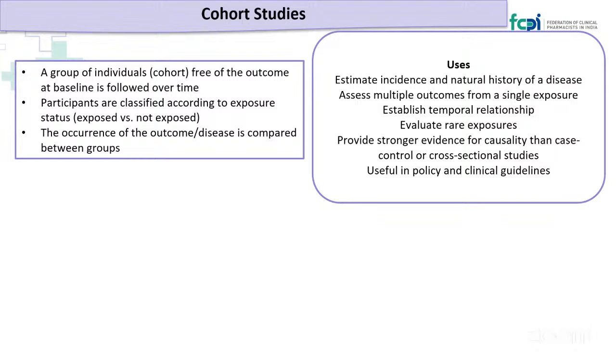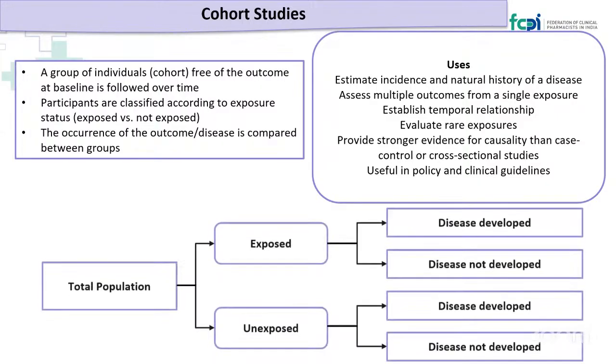It will assess multiple outcomes from a single exposure. Our aim is to find anemia, but what if the group of patients that we have recruited show many other symptoms? So our exposure is single, but we are going to observe a group of outcomes from the single exposure. We can also establish a temporal relationship from this type of cohort study. It will evaluate rare exposure. It will provide stronger evidence for causality, and as compared to the case control or cross-sectional study, it is the main study which is mostly used, and it is more useful for policy making and guideline making.